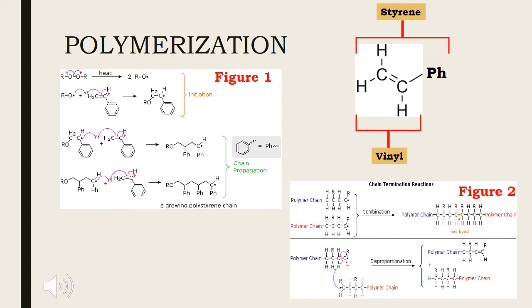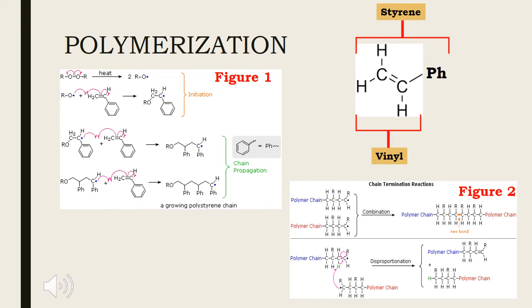Polystyrene is produced from styrene monomer through free radical vinyl polymerization. The conversion of styrene to polystyrene is shown in figure 1. The first two equations illustrate the initiation process and the last two equations are examples of chain propagation.